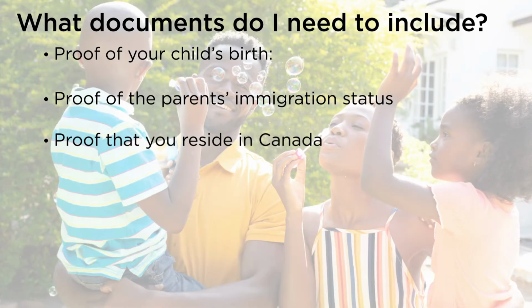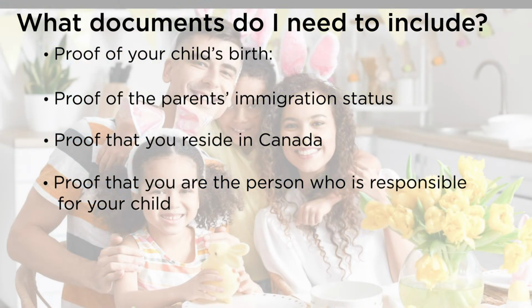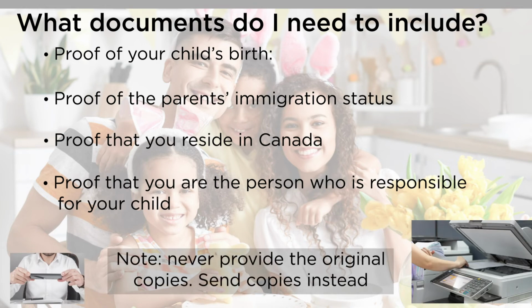You also need to include proof that you reside in Canada. For example, lease agreement or rent receipt or household bill or driver's license. This can be vehicle registration or car insurance. You also need to include proof that you are the person who is responsible for your child. This is only if you have full or shared custody, for example, custody order or divorce certificate. Keep in mind that you only need to include copies of these documents. Never include the original documents.